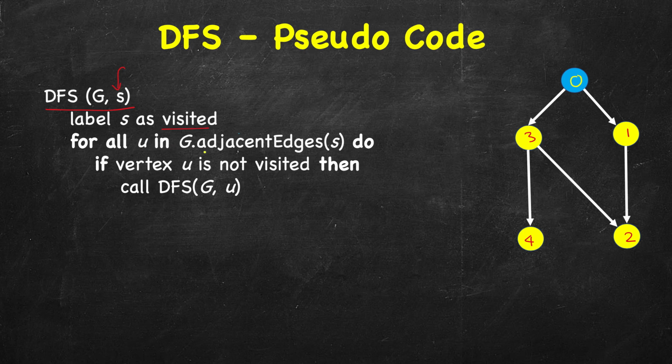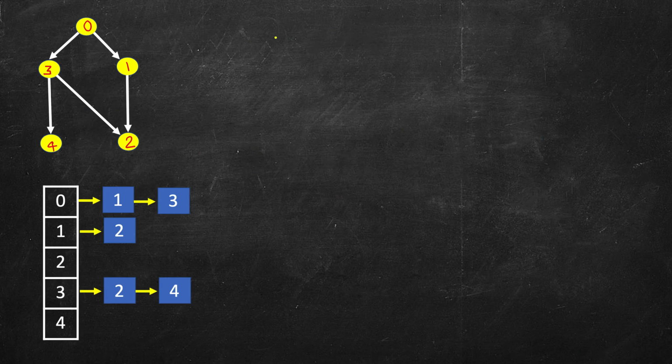Then for all the neighbors of S, if it's not visited, you again start DFS from there. So this is a recursion. Now let's see an iterative approach where instead of using recursion, we will use a stack. So let's say we have a stack and it's empty. In BFS we had used a queue, here we will use a stack.